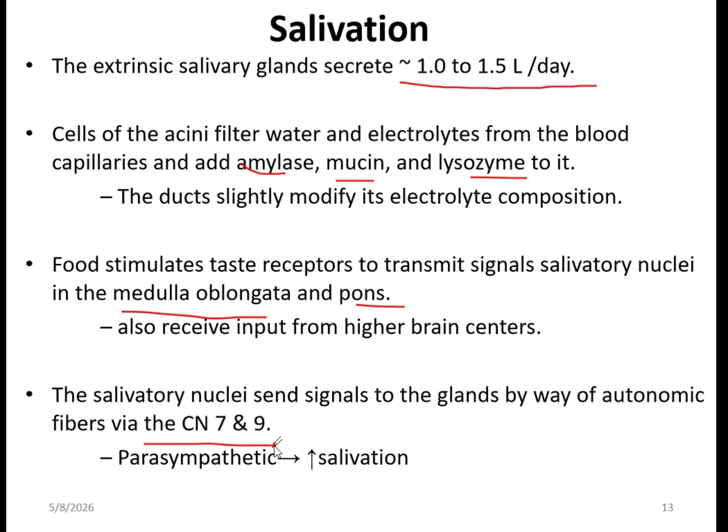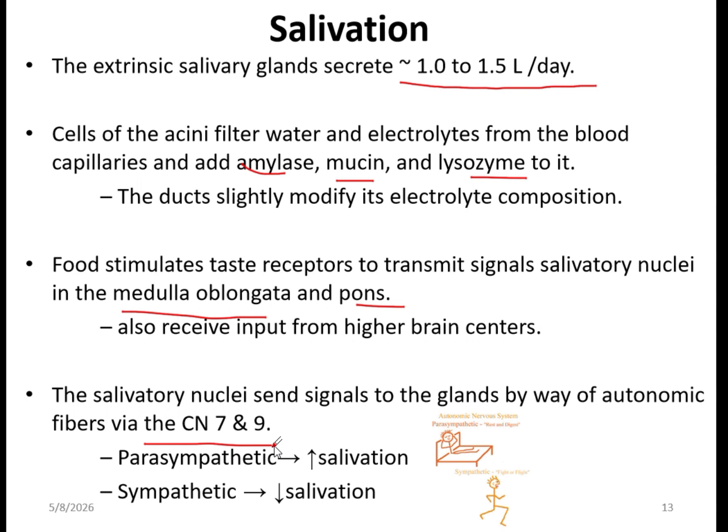If it decreases... if it increases, in which condition? In the parasympathetic condition. If it decreases, in which condition does it decrease? In case of sympathetic, right? Yes or no? So the salivation decreases in the sympathetic condition, right?